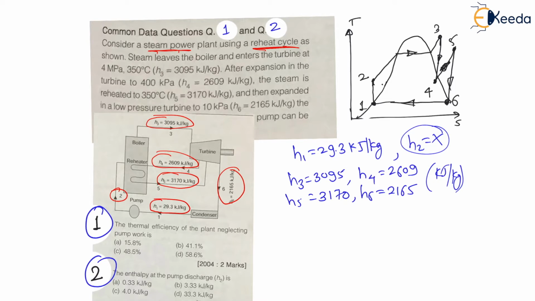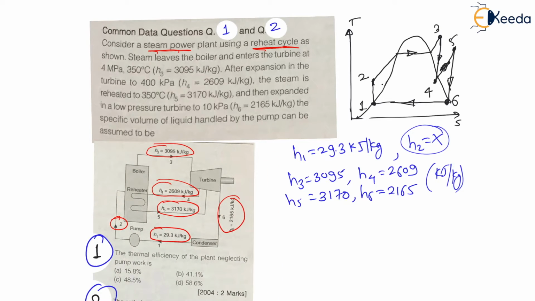Now let us understand the questions. See here, the steam leaves the boiler and enters the turbine at 4 megapascal, 350 degrees Celsius, S3. All values are given here. After expansion in the turbine to 400 kilopascal, H4 is given. The steam is reheated to 350 degrees Celsius, H5 is given, again reheating, and then expands in a low pressure turbine to 10 kilopascal, that is P6, and the corresponding H6 is given. The specific volume of liquid handled by the pump can be assumed to be, and here the question ends.